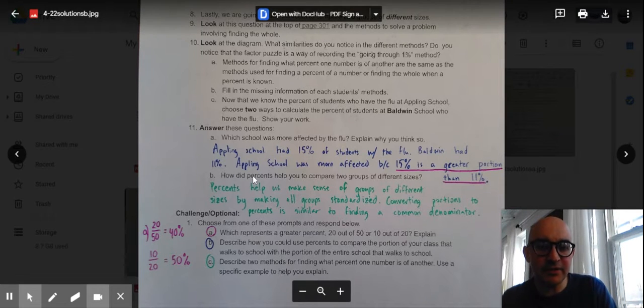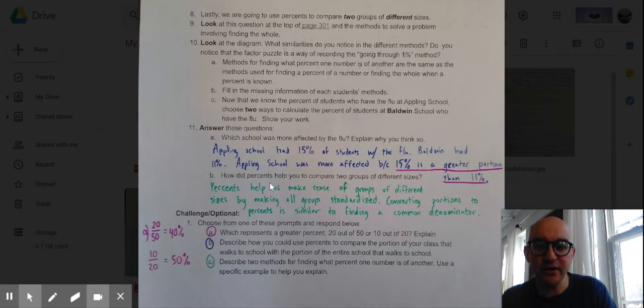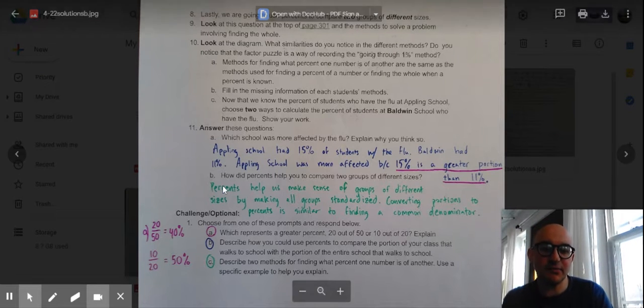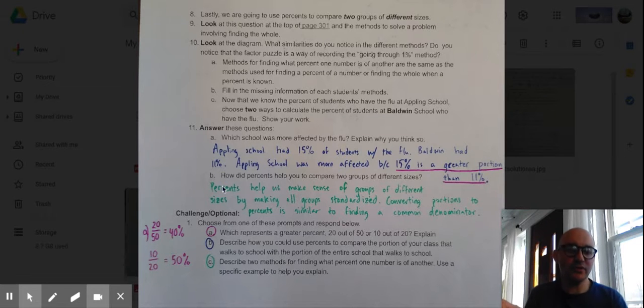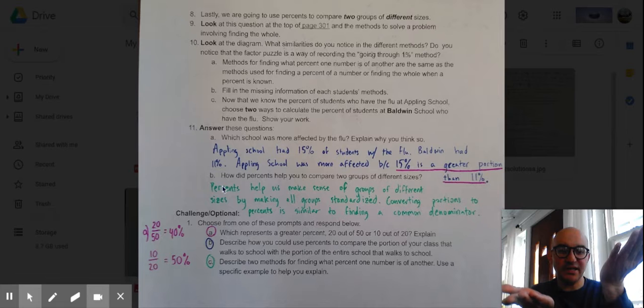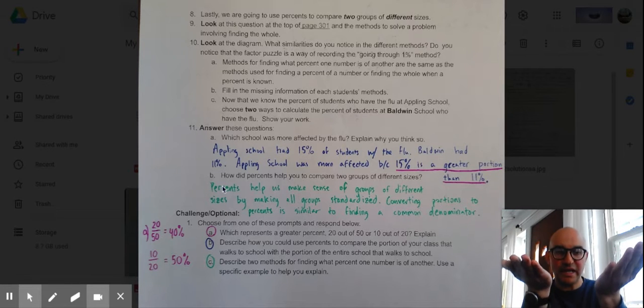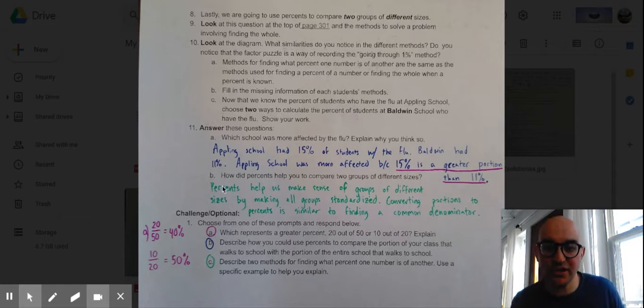Okay. And then part B, how do percents help you compare? I just wrote here, percents help us make sense of groups of different sizes by making all groups standardized. Converting portions to percent is similar to finding a common denominator. So we've got one school with 300 kids, another school with 500 kids, but they have different percents of their student population that has the flu. By turning each into a percent, we're balancing them out and turning them into having a common denominator. That denominator is 100.